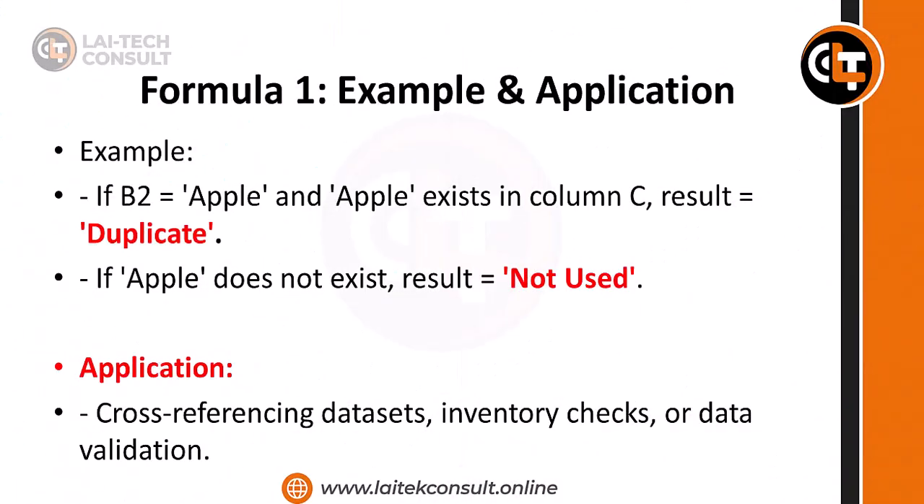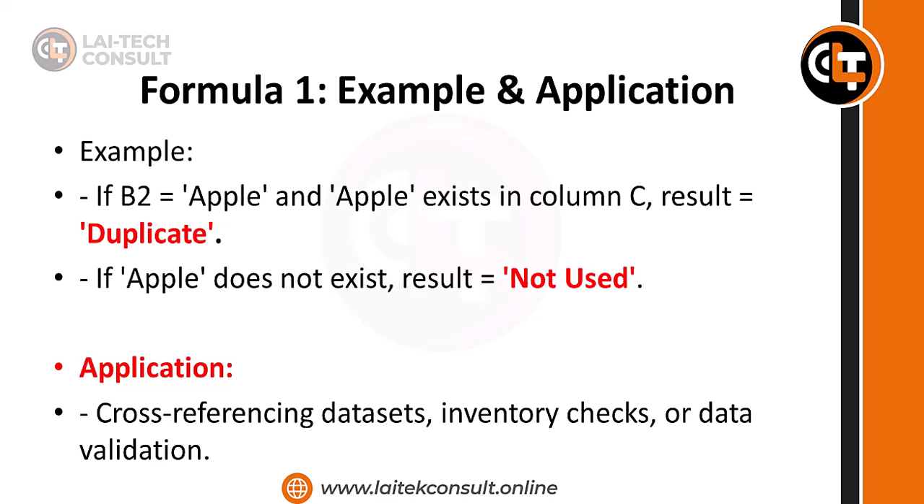Now let's look at some examples and their application. Let's say B2 contains apple and column C has apple also there. Now the formula will return duplicate. The reason is that the condition is true. If apple isn't in column C, it means the condition is false, so it will return not used.